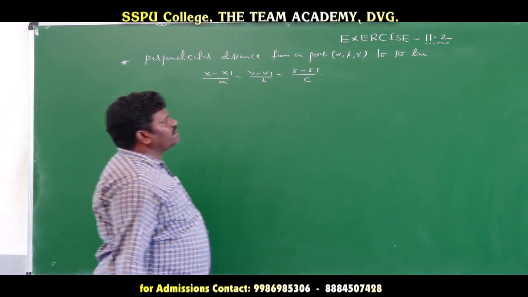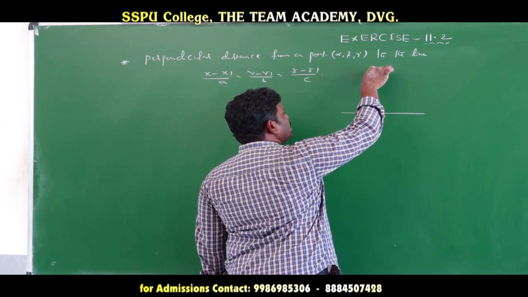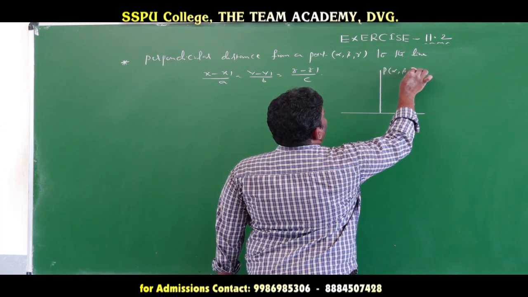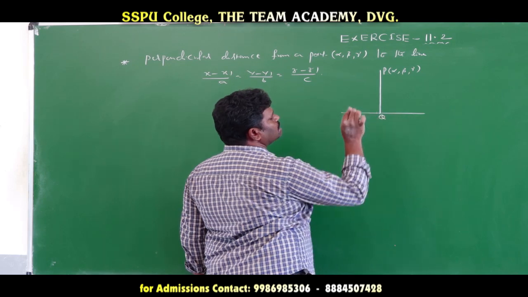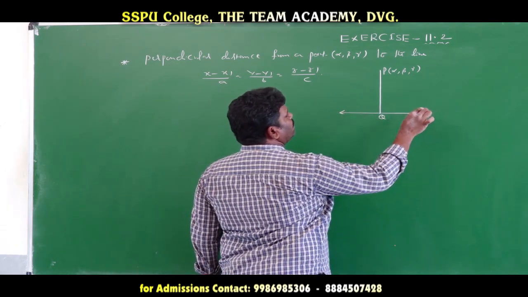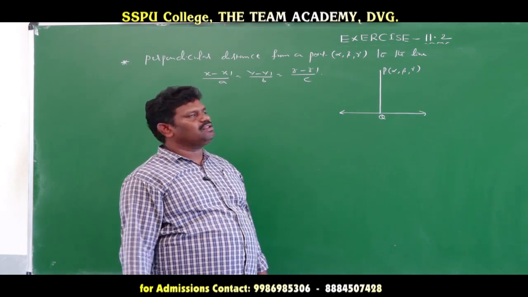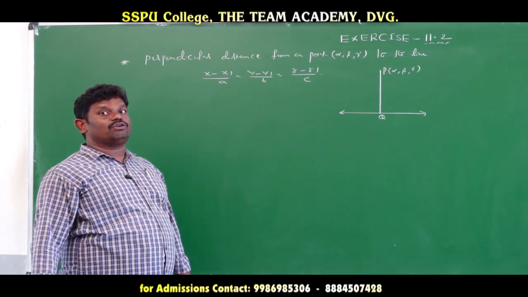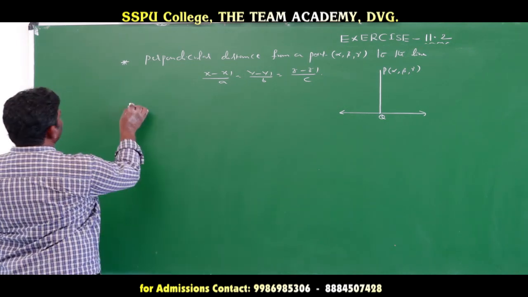So here, what is given? One point and one line equation are given. Suppose we take this point P as alpha, beta, gamma. Then how to find the distance? Suppose this is the point Q on the line. First we find the Q point, then we apply the distance formula to get the distance between that point and that line. That's why Q is called the foot of the perpendicular. So here is the process.